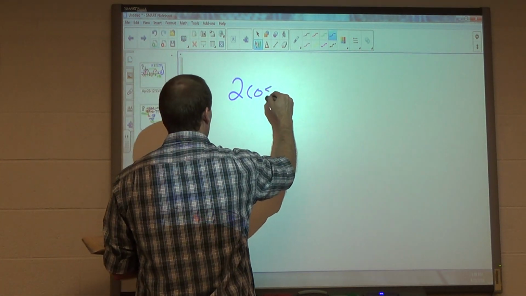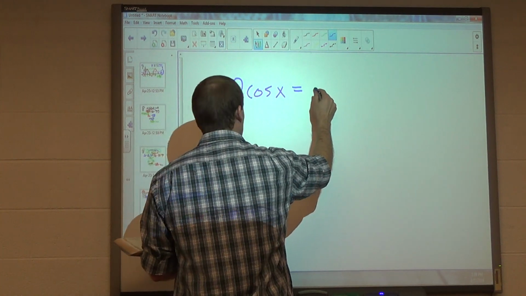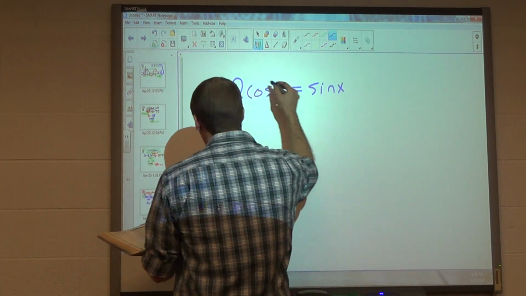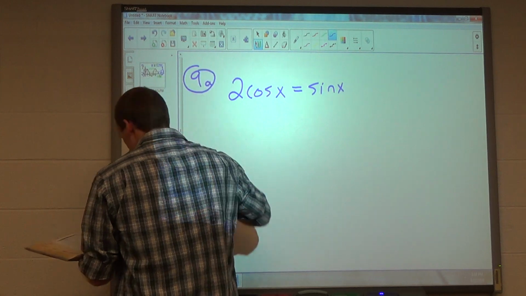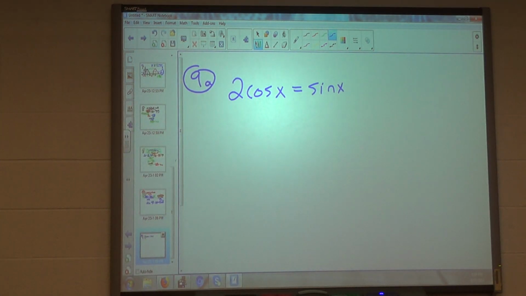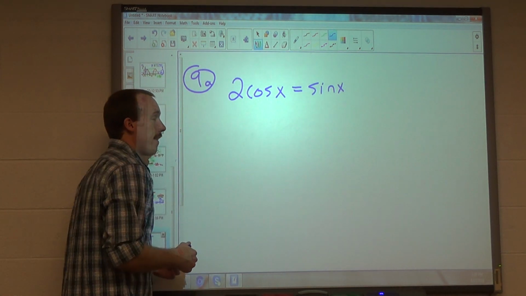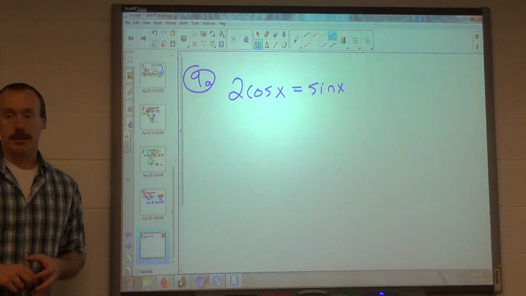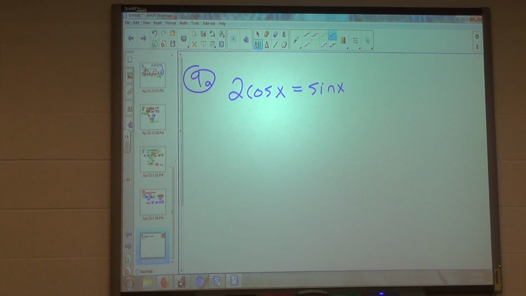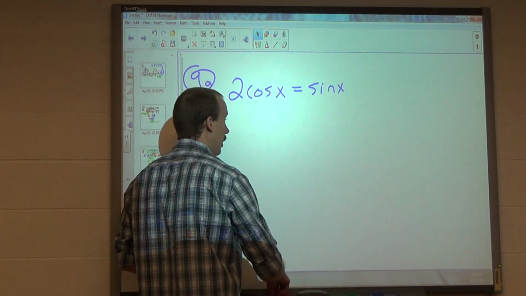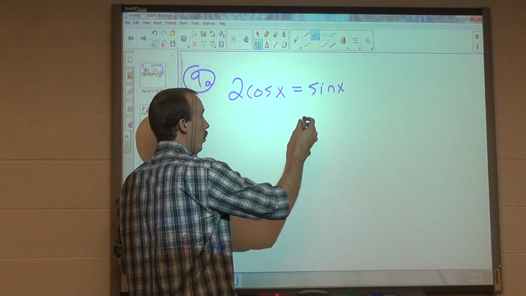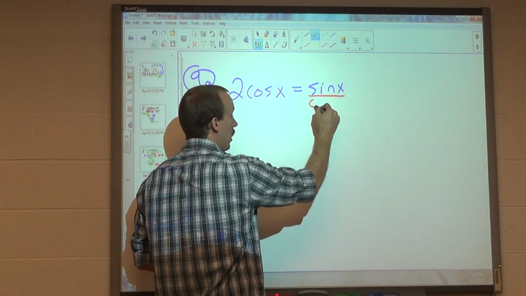So 2 cosine x equals sine of x. This is number 9a. Okay, so 9a is here. I can't solve and combine things right now because they're two different things. One's sine and one is cosine. Tangent, yes. What is tangent the same as? Sine over cosine. So it's going to be this sine over cosine.